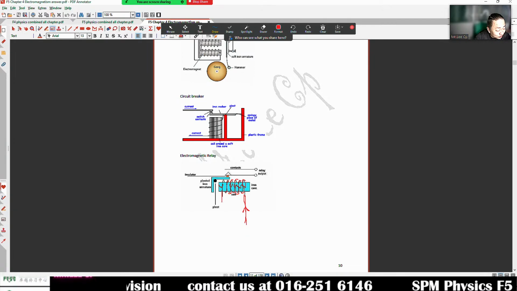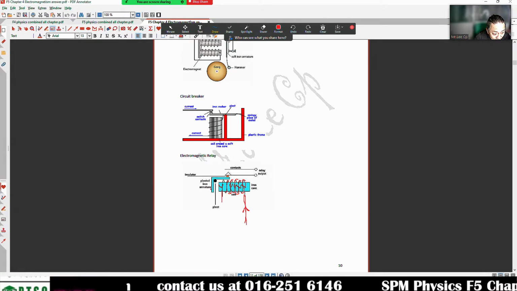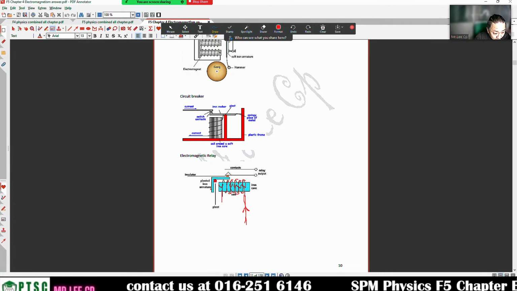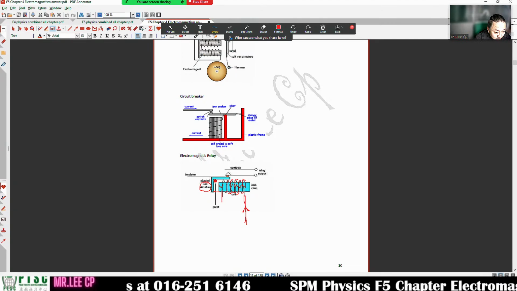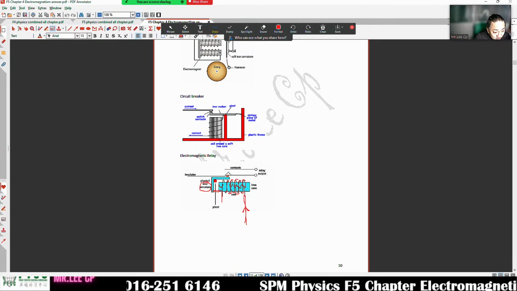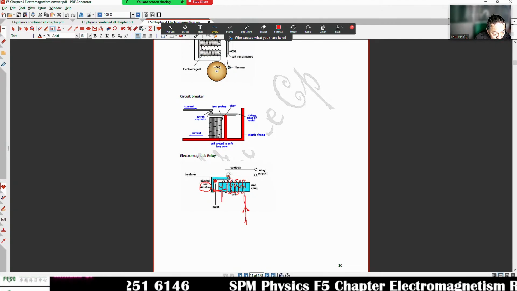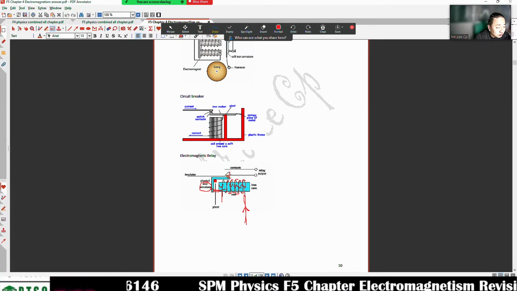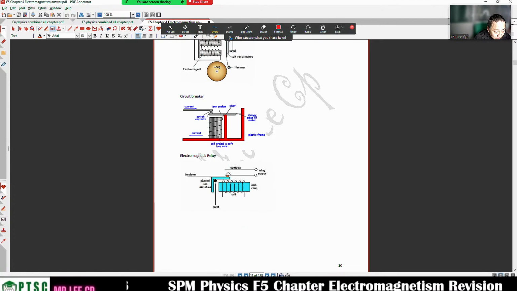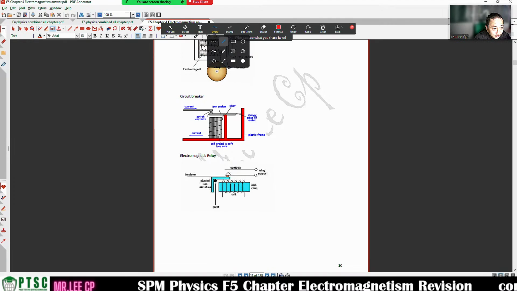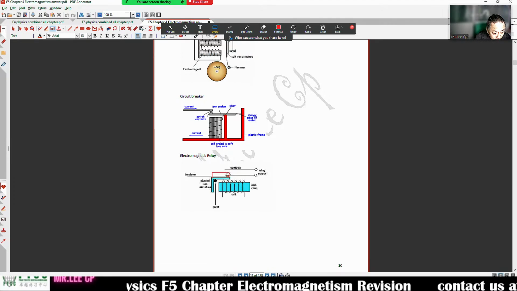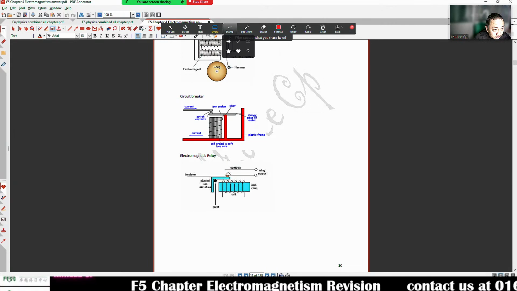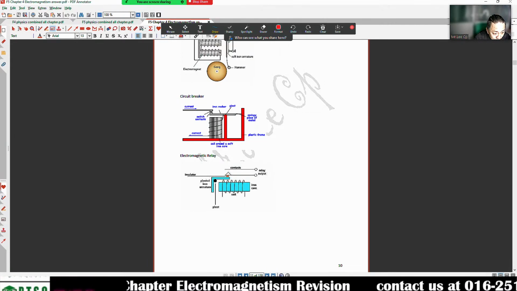So what happens when you got current? This part is a pivot, and this part is the soft iron. The soft iron will be attracted to here. Then this thing is attracted, so this part is going to push up. So it will come into this way. Look here.